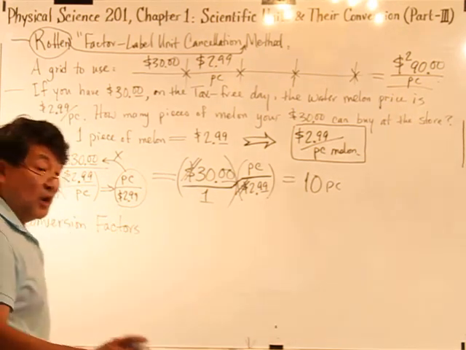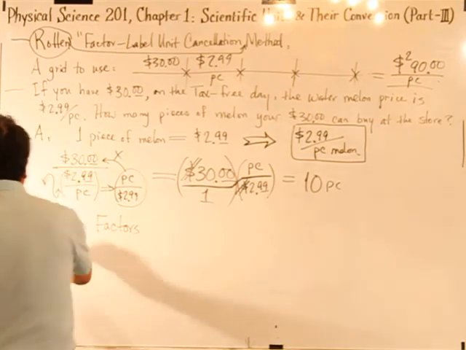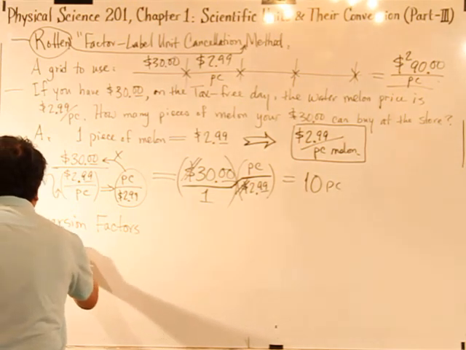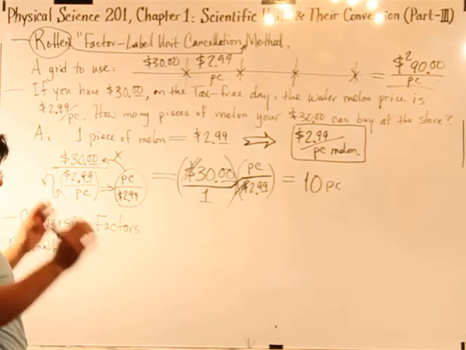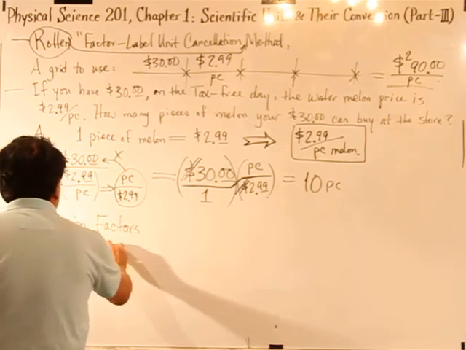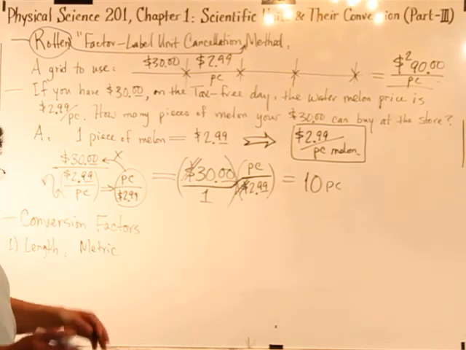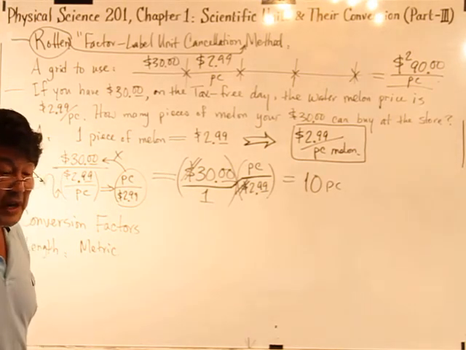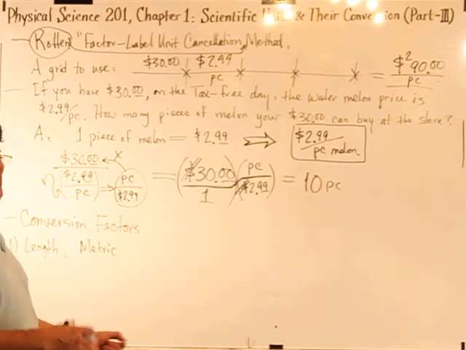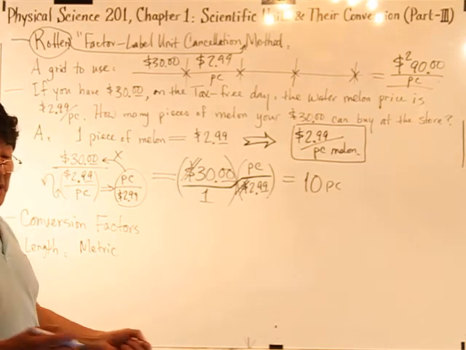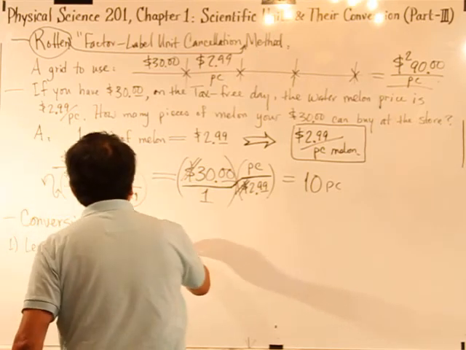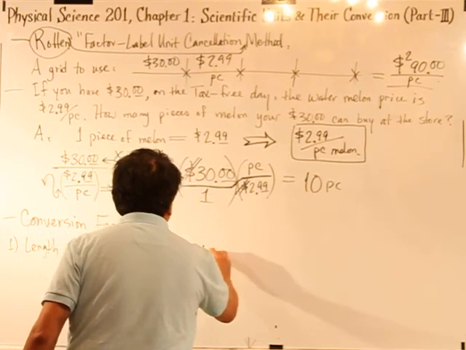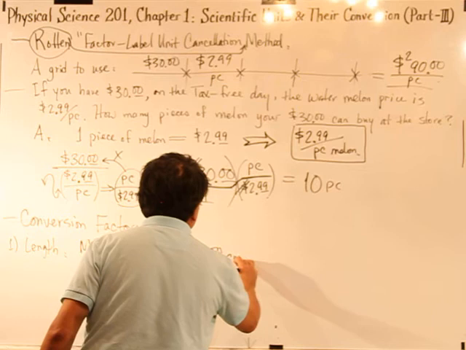So in the notes, I go to the metric first. So I'm going to do metric system conversion. From the textbook or any material, you're going to find that the metric system goes by meter, right? It says 1 meter equals 1,000 millimeter or 100 centimeter, right? So for instance, 1 meter equals 100 centimeter, right?